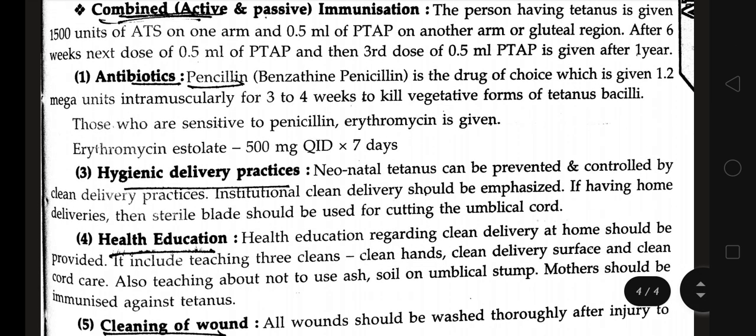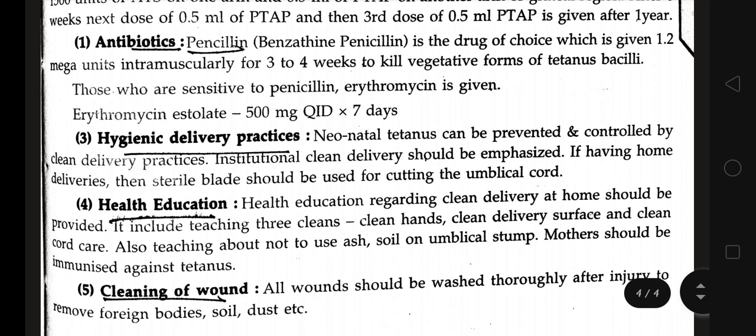An antibiotic can be used for the treatment, that is penicillin. Here 1.2 mega units intramuscularly can be given for about 3 to 4 weeks to kill the vegetative forms of tetanus bacilli, that is, the growing forms of the bacilli. For those who are sensitive to penicillin, erythromycin can be used. That is erythromycin estolate 500 mg four times a day, given up to 7 days.